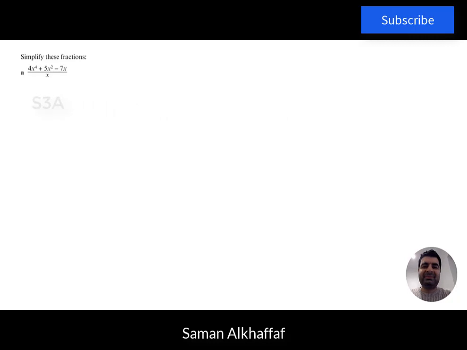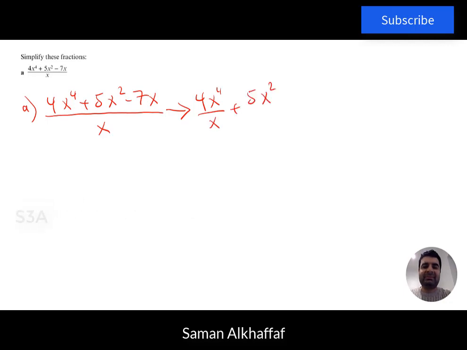In this example we are asked to simplify the expression shown. So first we will attempt to write what we start with. So we have 4x to the power 4 plus 5x squared minus 7x all divided by x. So first we try to break down each term by dividing over x, or the denominator. So that would give us 4x to the power 4 over x plus 5x squared over x, and we have minus 7x over x.